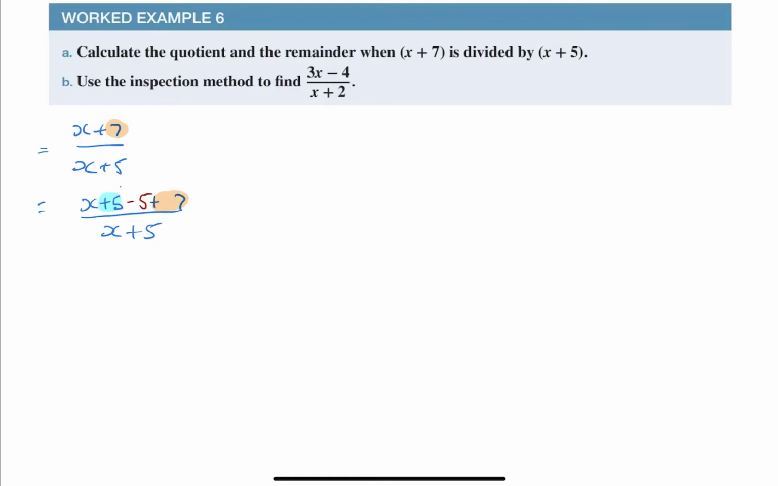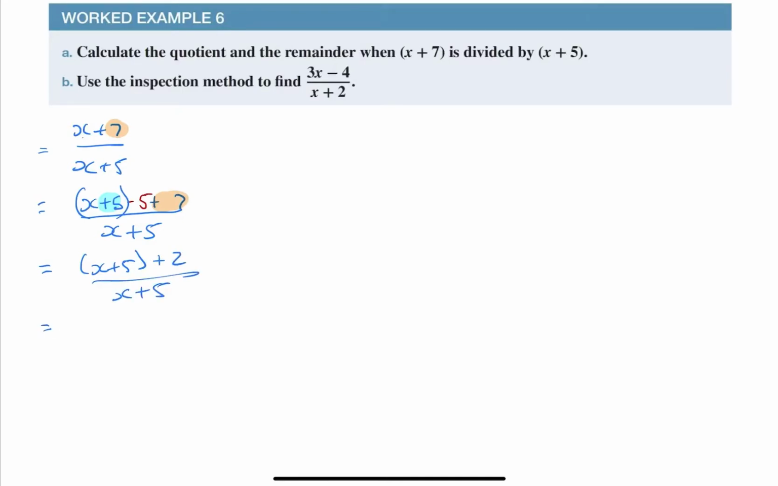I'm just going to put this x plus 5 in brackets. So I replaced x with x plus 5, so that it's the same as what I have underneath the line. And if I added a 5, I also have to subtract the 5. So I can rewrite this; I haven't changed any value. That will be x plus 5 minus 5 plus 7, which is plus 2, divided by x plus 5.